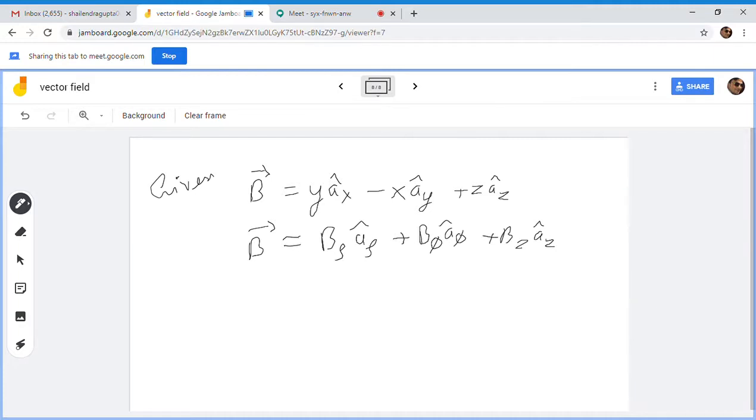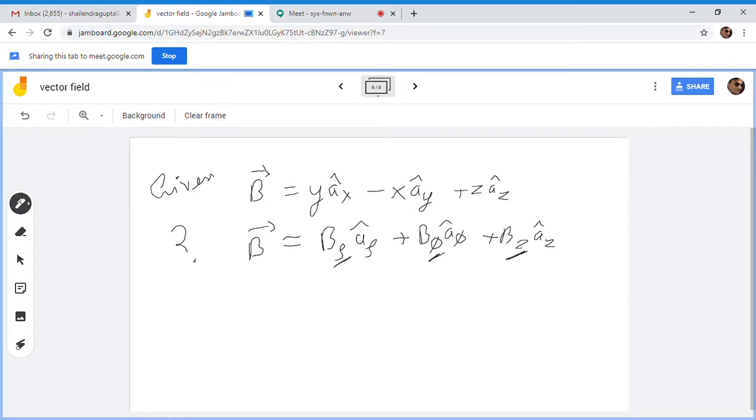This is very simple. You have been given a vector field in the xyz coordinate system, and you have to calculate this thing. In what coordinate system? This is a cylindrical coordinate system. Now what we need to do is find this b rho component, b phi component, and bz component. Mind you, these are magnitudes. Yesterday we have done this.